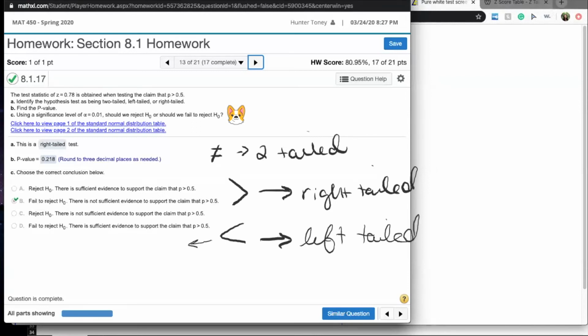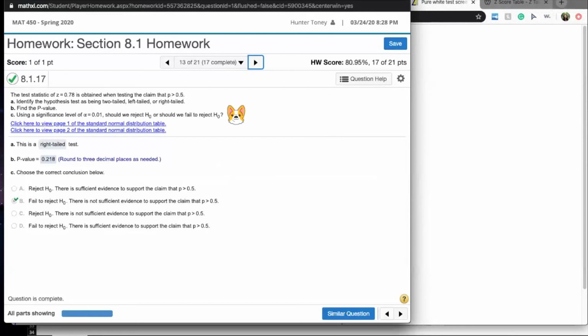So if you're ever unsure of which way it's going, just go off of which way this is pointing. If it's pointing towards the left, then you want to think about it as left-tailed. And if it's pointing towards the right, you want to think about it as right-tailed. That's also at the bottom of your cheat sheet, so if you're ever unsure, that's a good way to tell.